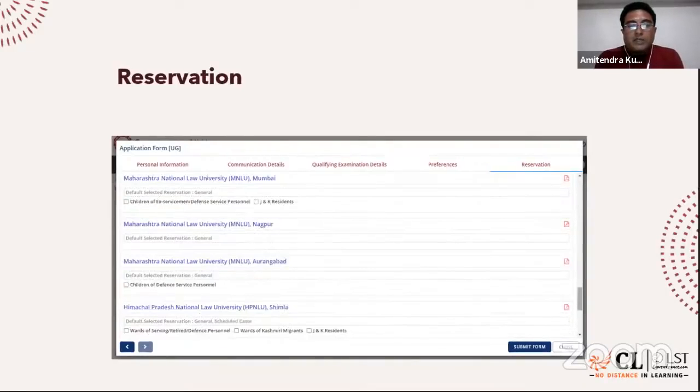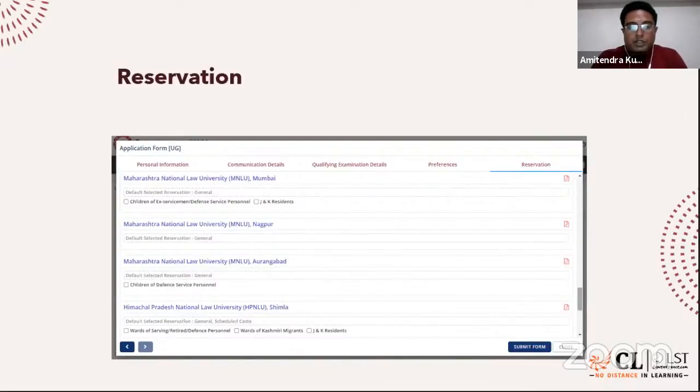Now, Mumbai specifically gives supernumerary seats for the children of ex-servicemen, defense service professionals. So if you are a ward of a defense service professional, please select that checkbox. When it comes to defense services, generally the three wings, Army, Air Force, and Navy, are considered and not the paramilitary. In case of any doubt, you may seek clarification, but that's the standard definition. The paramilitary forces are not considered over here. Only the three wings, Indian Army, Indian Air Force, and Indian Navy service professionals are considered.